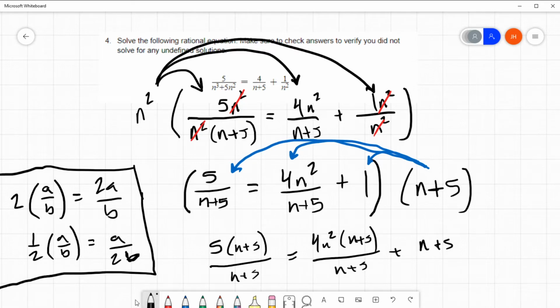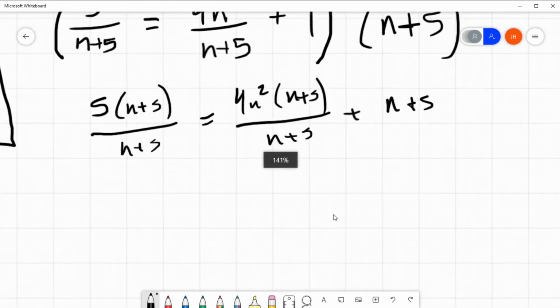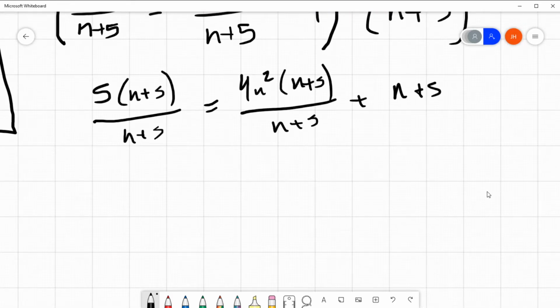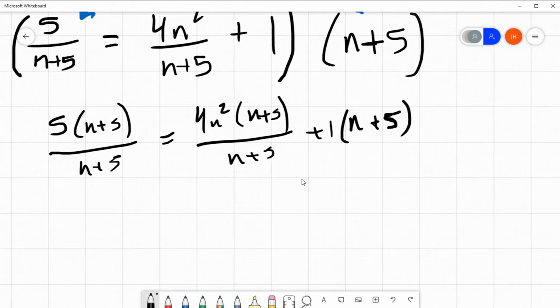Okay. And so now can we try to simplify this equation a little bit more? Yes. So what can we do then? Wait. What happened to the 1? Oh, it was 1 times n plus 5, right? So that's a good point. What did happen to the 1? I skipped a step. Oh, I skipped a step.